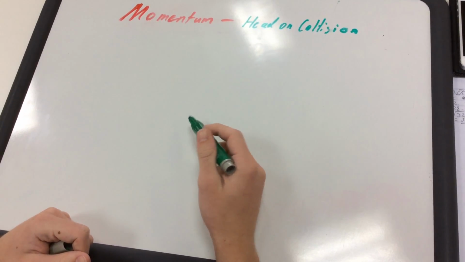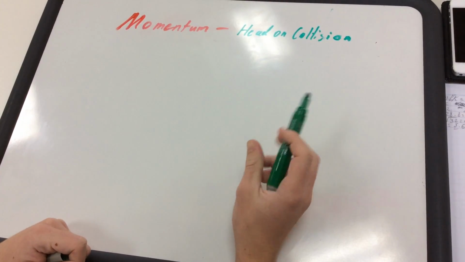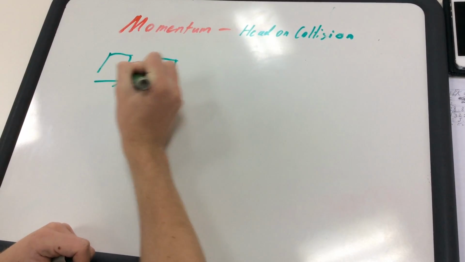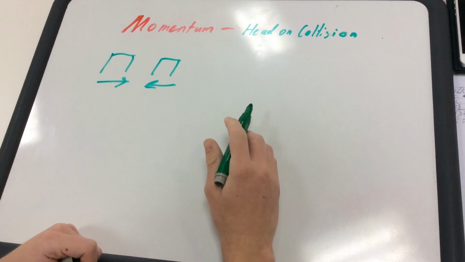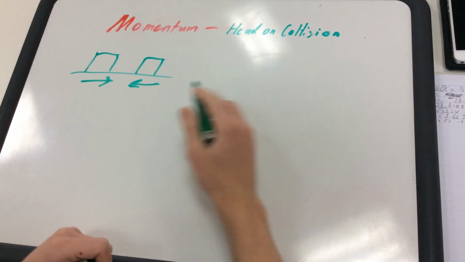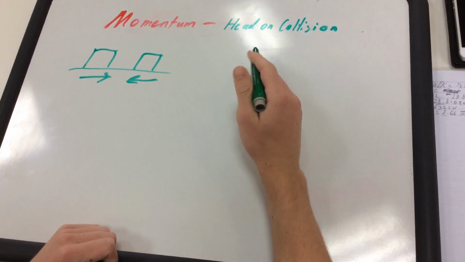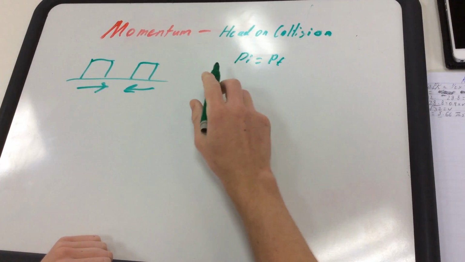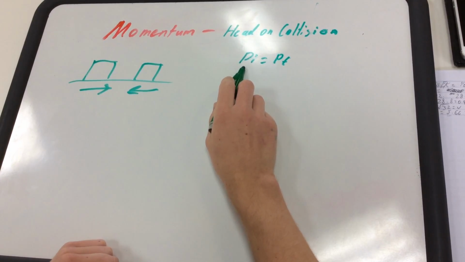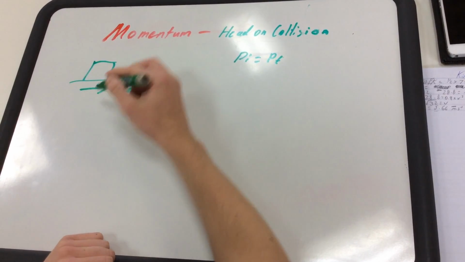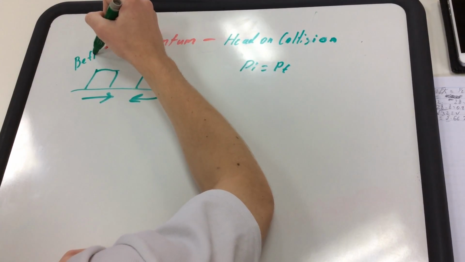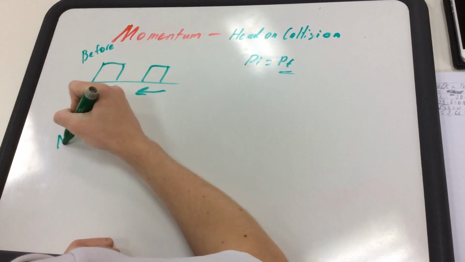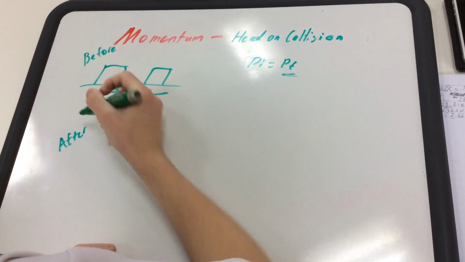Okay, so today we'll be talking about momentum in a head-on collision. So that will be two objects going at each other head-on in opposite directions. The law of conservation of momentum would say that Pi is equal to Pf. So the initial momentum before this collision, so this stage here, before, is equal to the after collision, which is what happens after the collision.